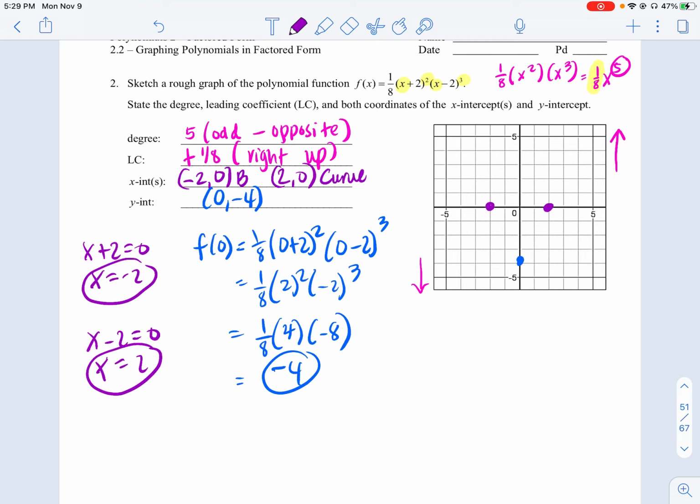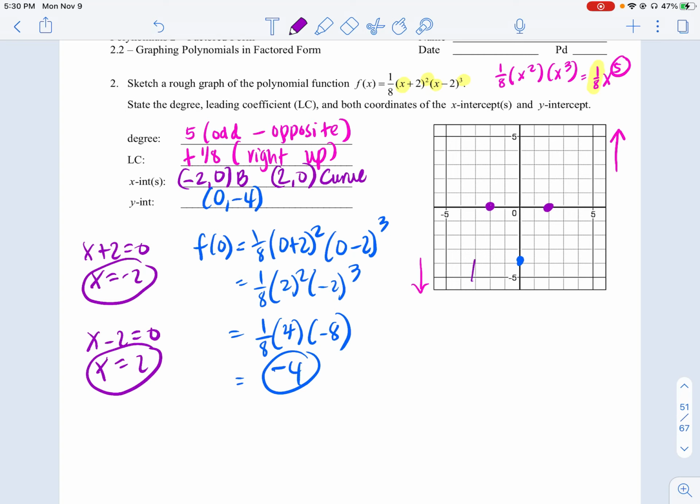Okay, let's start the graph. We know that we are going to start the graph down here, because the right is up and so the left is down, because they have to be opposite. So I'll start my graph on this side. And then this one is the negative 2, and it says B, which means bounce. So instead of passing through, I'm going to bounce. That makes sense? Because this one says curve, I am going to curve before passing through.